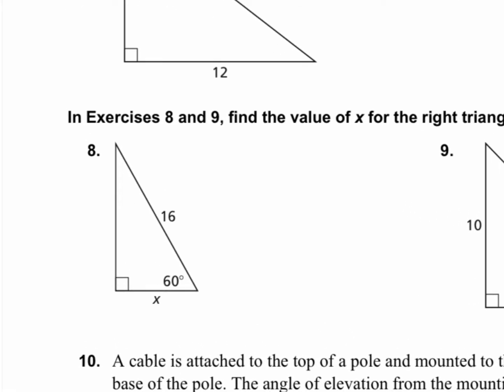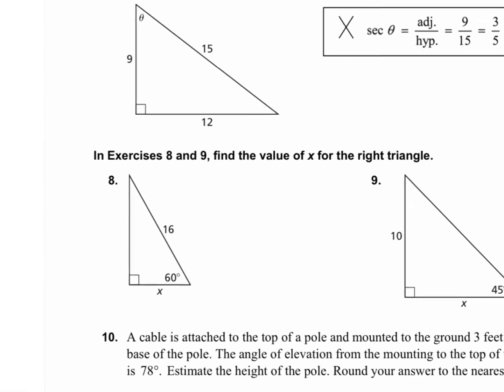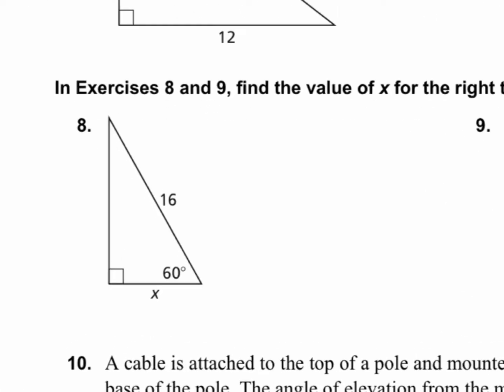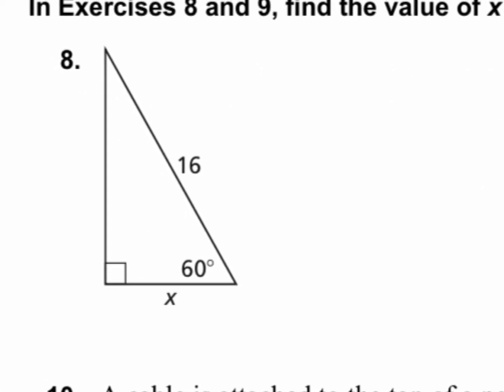So let's take a look at number 8. Here we need to find the value of x for the right triangle. So it gives us this angle down here, which is 60 degrees. What is x for 60 degrees? Is it adjacent, opposite, hypotenuse? Adjacent. It's right next to it, so that is adjacent. And then what is 16? The hypotenuse. It's across from the right angle.